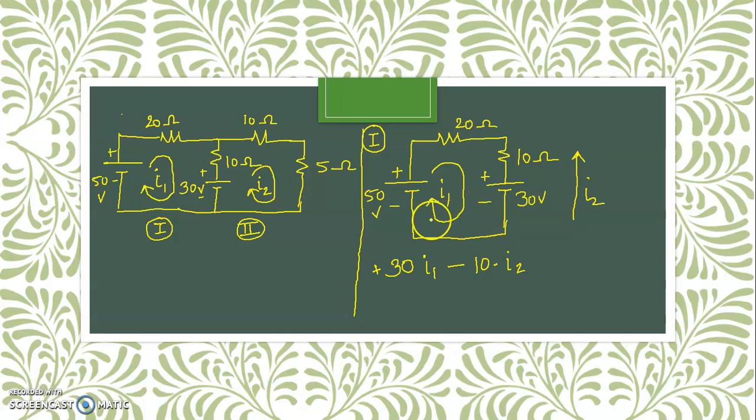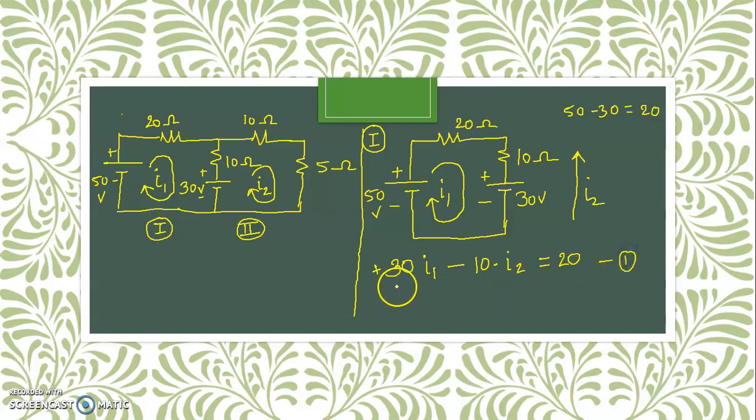Through 50 volt we are getting from negative to positive, so it gives us what? Plus 50. So what do we get? Plus 50 minus 30 is equal to 20. Hence, that is equal to 20. So this is our expression 1.